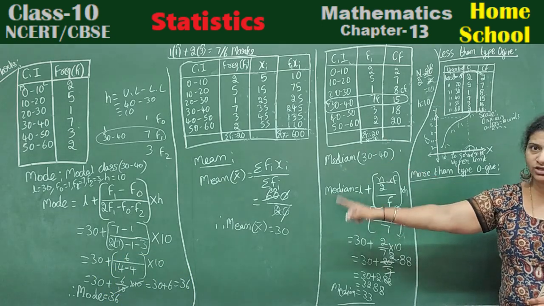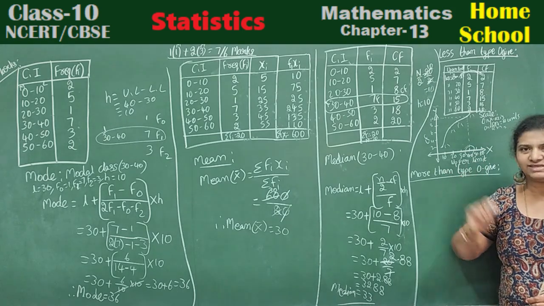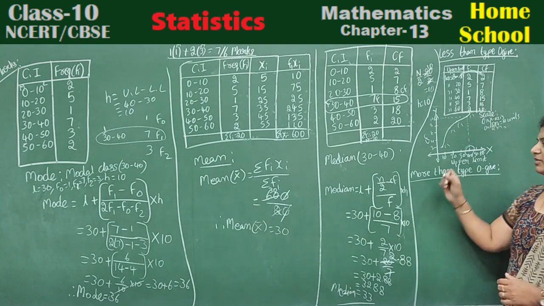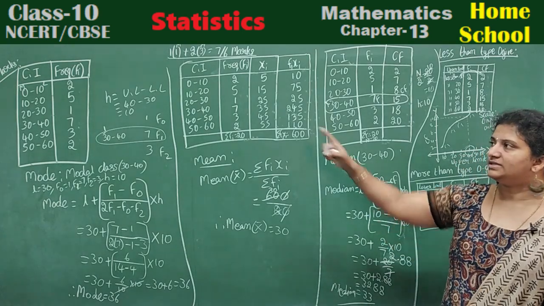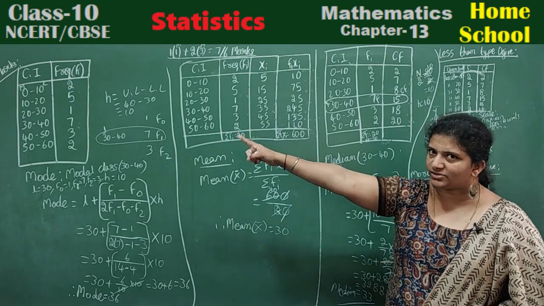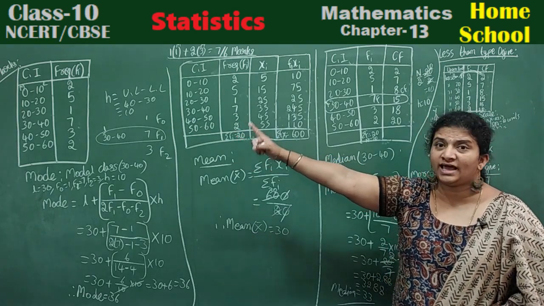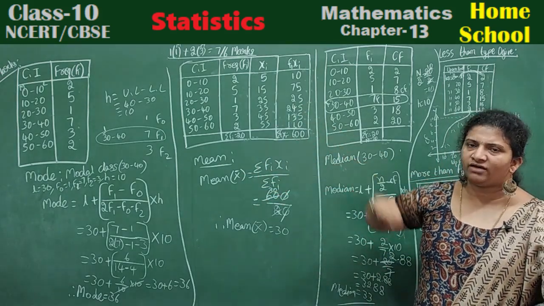Doing it by formula, you get the same answer, and by doing the graph you get the same answer. Okay, coming to your more than type ogive, same question again. See the question again where you have kept the M and L. Can you see carefully? More than type I am talking about. Which limit have you taken?